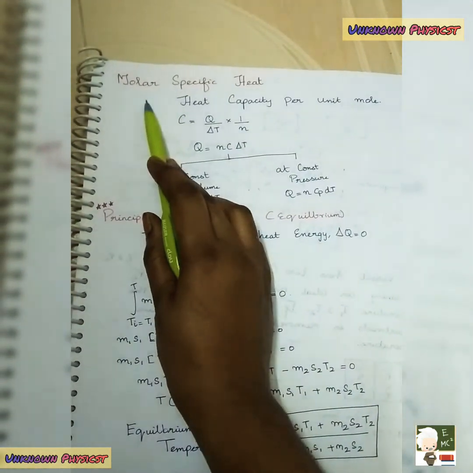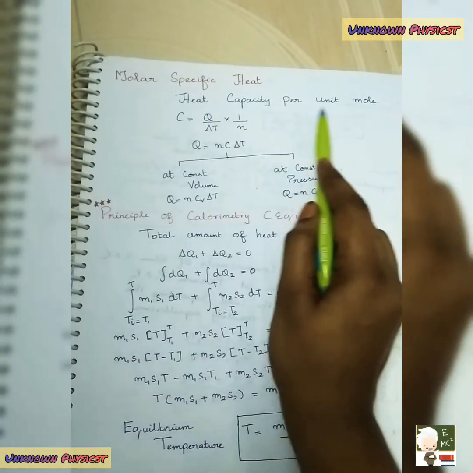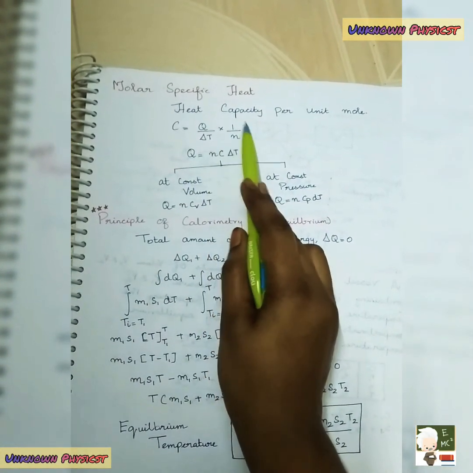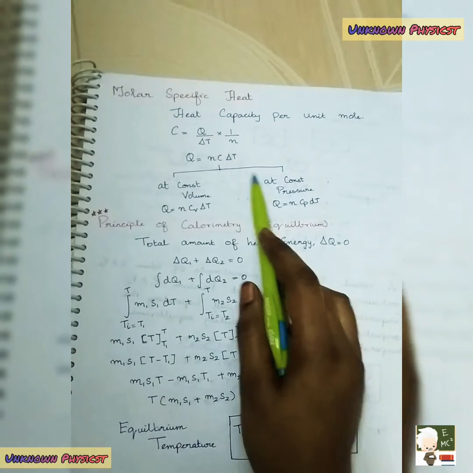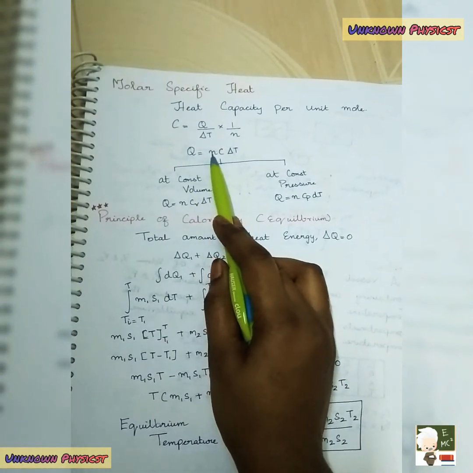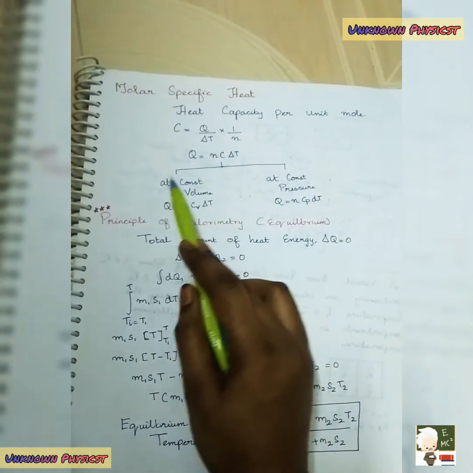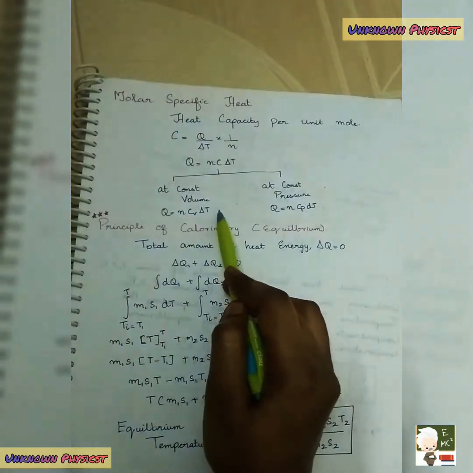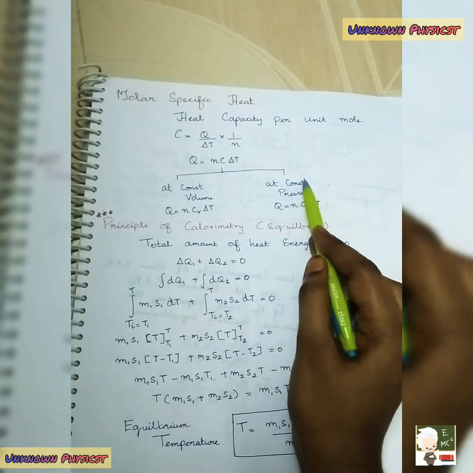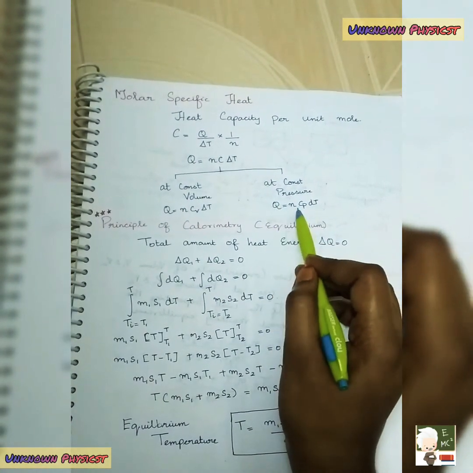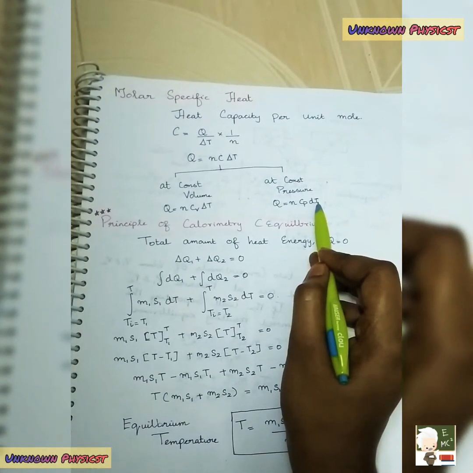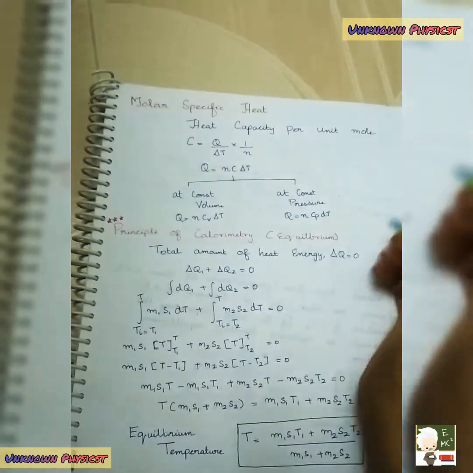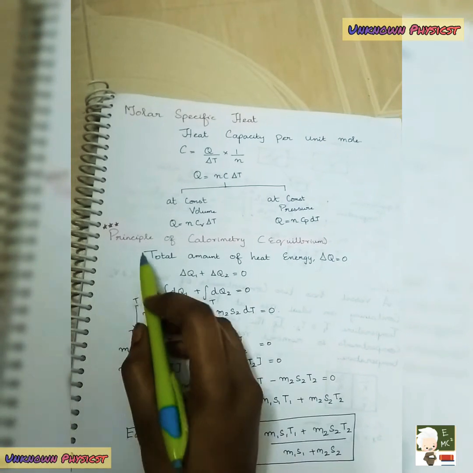So, molar specific heat. Heat capacity per unit mole. So, C is equal to Q by delta T into 1 by N. So, Q is equal to N C delta T. So, at constant volume, Q is equal to N Cv into delta T, and at constant pressure, Q is equal to N Cp into delta T, where Cv is the specific heat at constant volume and Cp is the specific heat at constant pressure. So, the next topic is the principle of calorimetry.